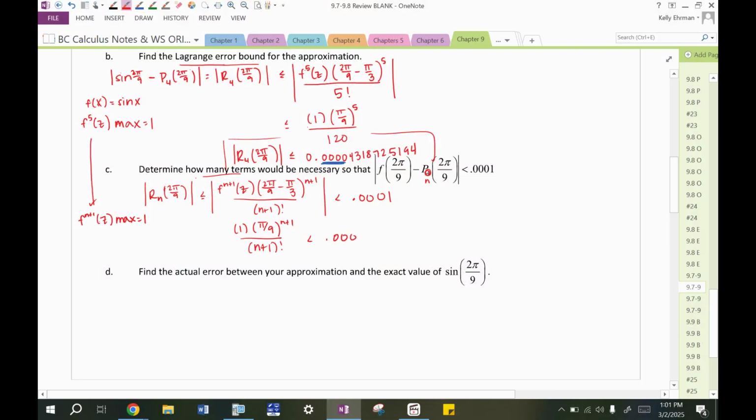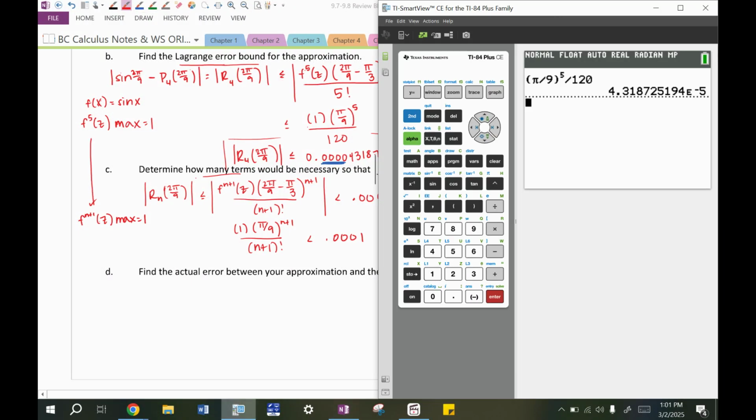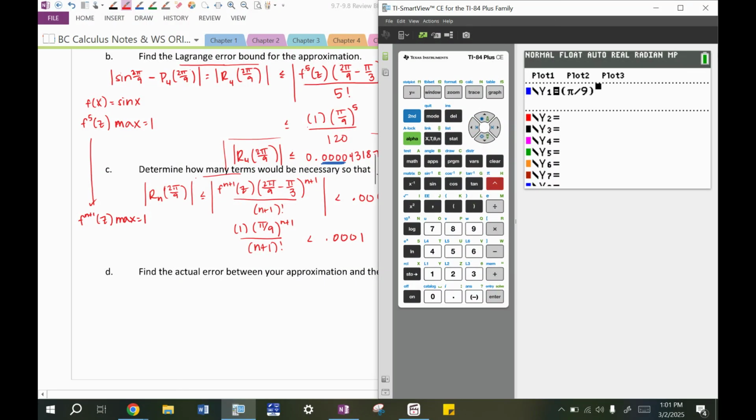Now I'm going to go over to my calculator at this point. You can multiply this around if you want to, but I think it's just as easy to go to the y equals in your calculator, type in pi over 9, raise it to the x plus 1, and then divide that by x plus 1 factorial, so alpha window factorial. And then go to your table.